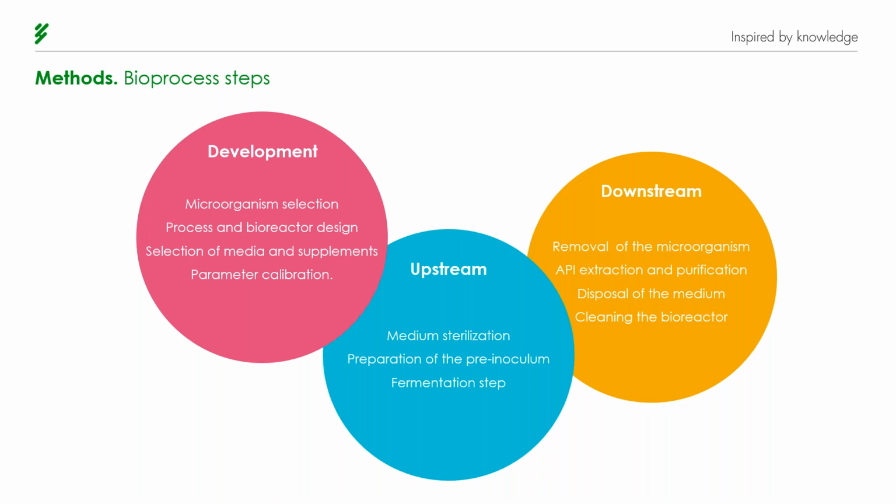In order to produce an API through fermentation, a development phase is required in which the microorganism is crucial. You have to select the specific bacteria or the specific yeast for this job. Then the research team has to formulate a media that enhances the growth of the microorganism and the synthesis of the desired product.